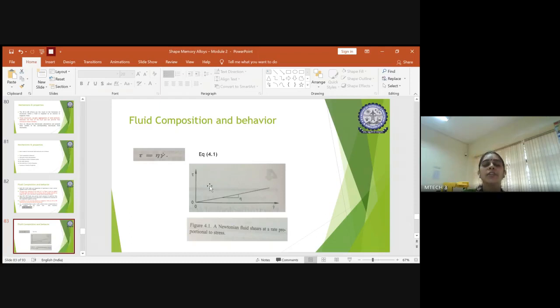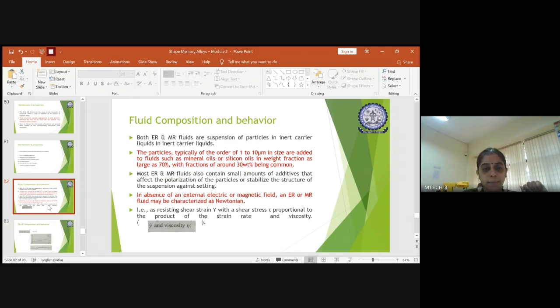This variation happens only when you have subjected either the electric field or magnetic field to the smart fluids. If you haven't subjected any electrical or magnetic field, then the shear stress will be equal to the shear strain, and there will be no change in the viscosity. It will be a constant value with no change. So that is the difference between Newtonian and non-Newtonian fluid. This is the thing you have to understand.